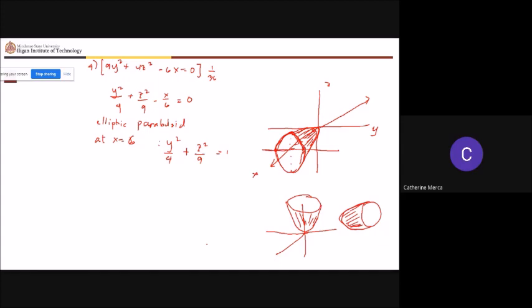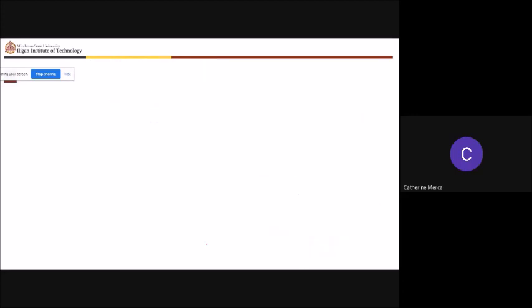So actually, as I've said, these are just basic sketches. Let's go to the next one, which is the more tedious one. That is hyperbolic paraboloid number 5.